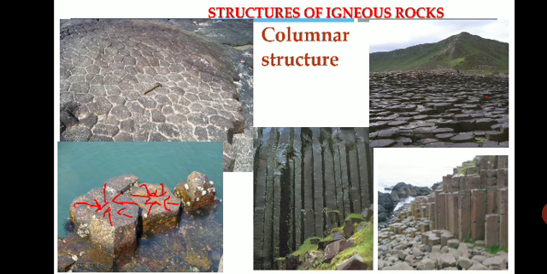When the magma is of homogeneous composition and starts cooling, there will be development of centers of contraction at equal distance, and towards the center the lava starts contracting. As a result, the parting planes are developed because of the tensile stress which is developed because of the cooling centers, and this is how the columnar structure is formed.